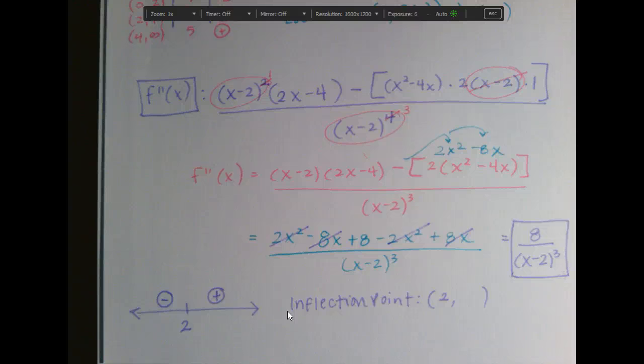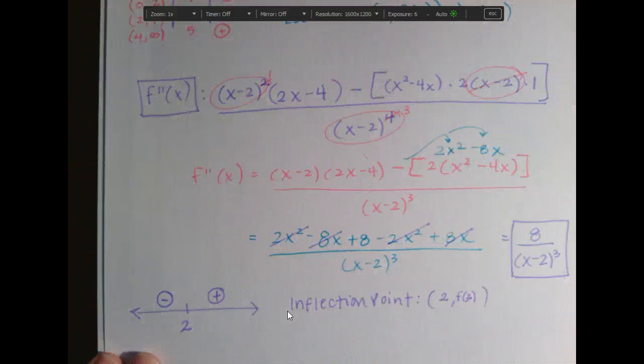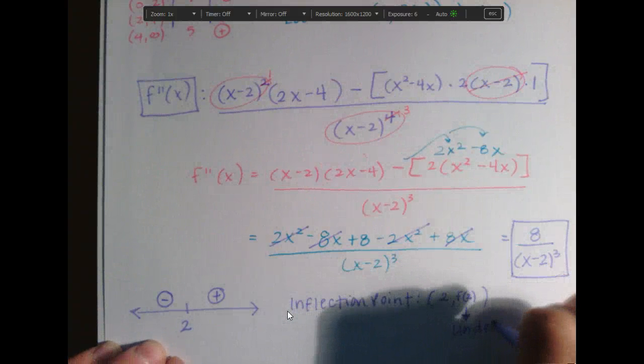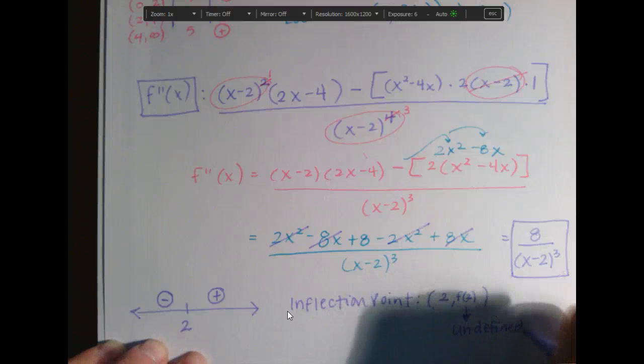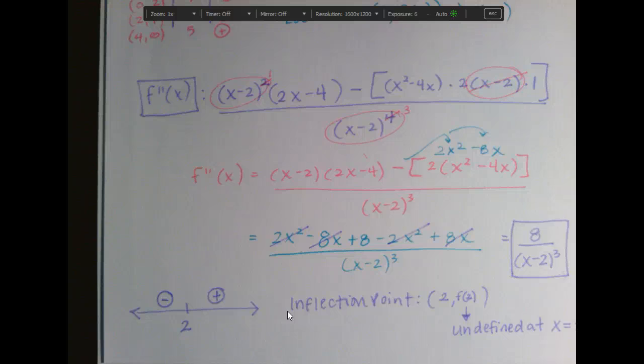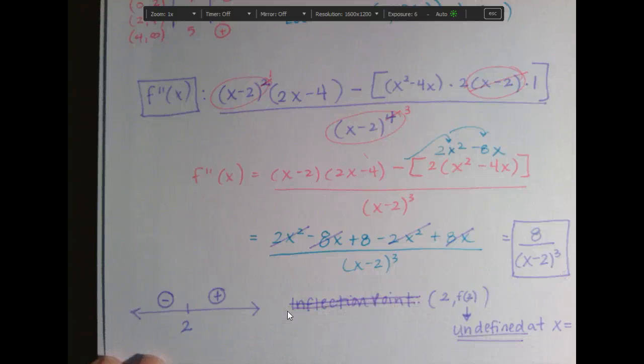Let's plug that into our original function in order to find out what the corresponding y value is. Now if you go back to your original function, you'll see that we're actually undefined at that value. It's going to be located right on top of our vertical asymptote. So it actually is not going to be an inflection point because it is undefined.